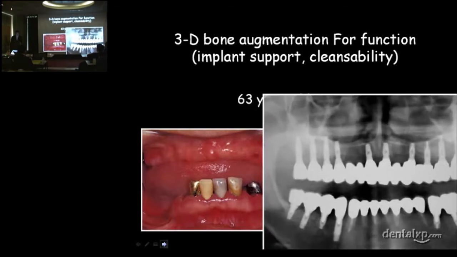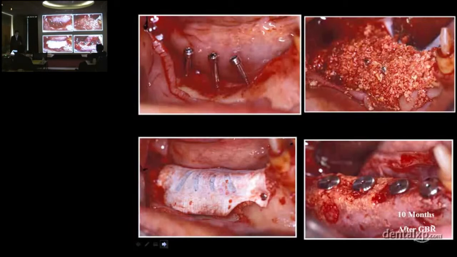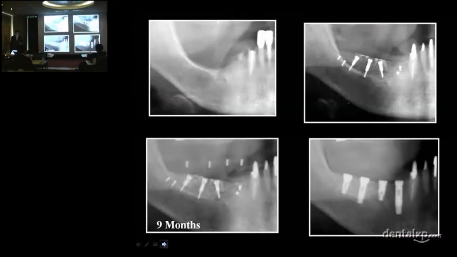You can see that almost all of the lower right first and second molar implants are positioned in regenerated bone. This is after treatment. Understandably, this patient's quality of life improved dramatically upon completion of this treatment. These are step-by-step images of the vertical guided bone regeneration process. This X-ray also details the regeneration process.